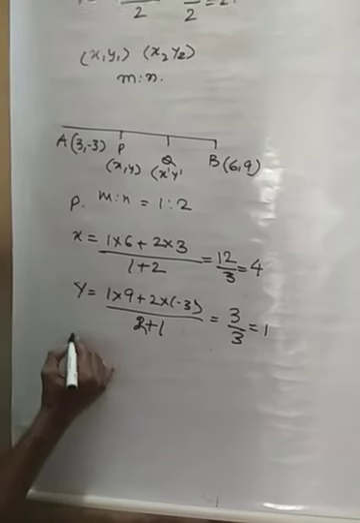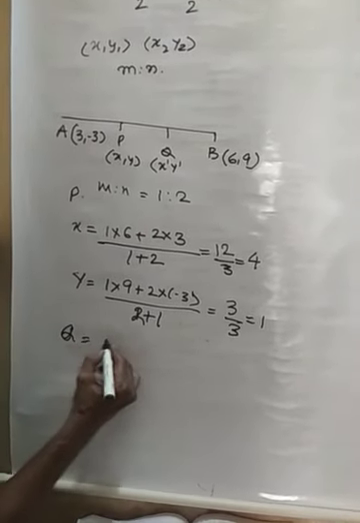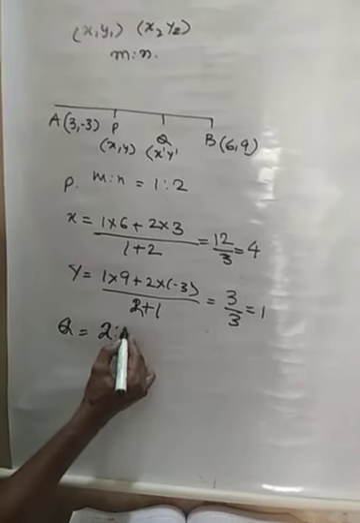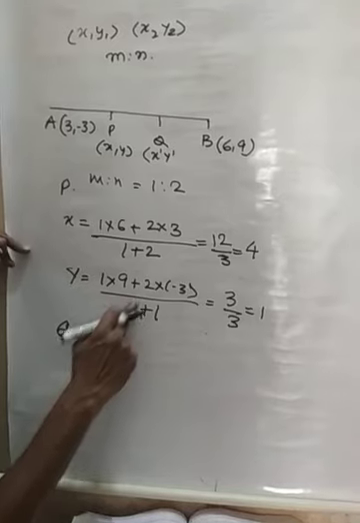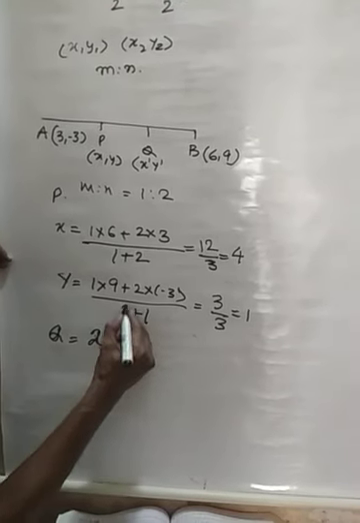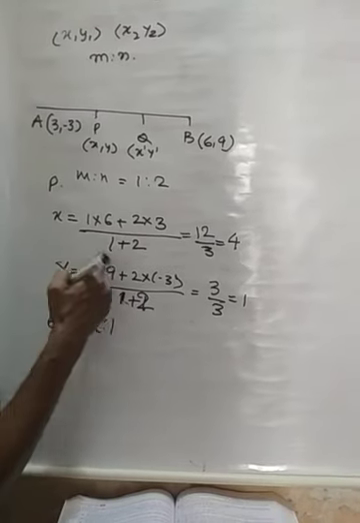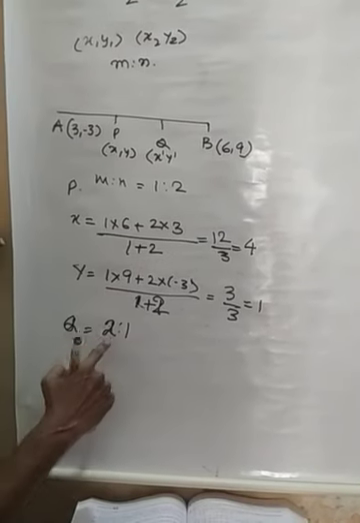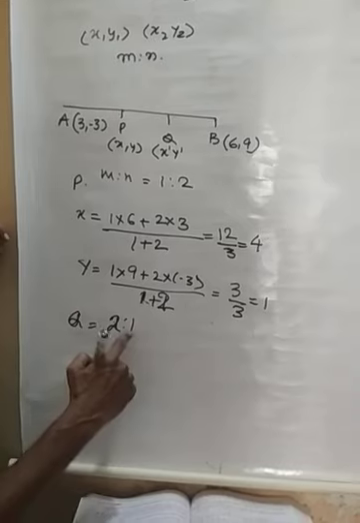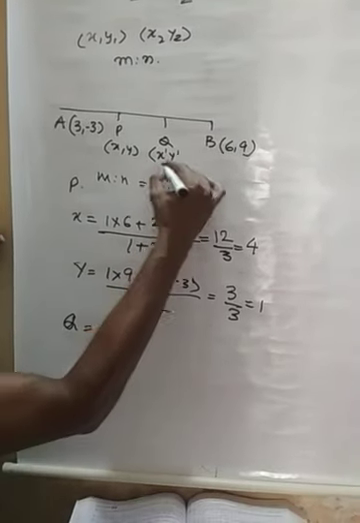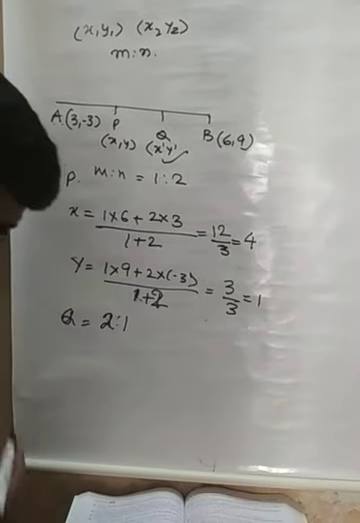In case of Q, you will take the ratio as 2 is to 1. Here now your m will become 2 and the value of n is equal to 1. So put it in the same way again and get the values of x dash and y dash.